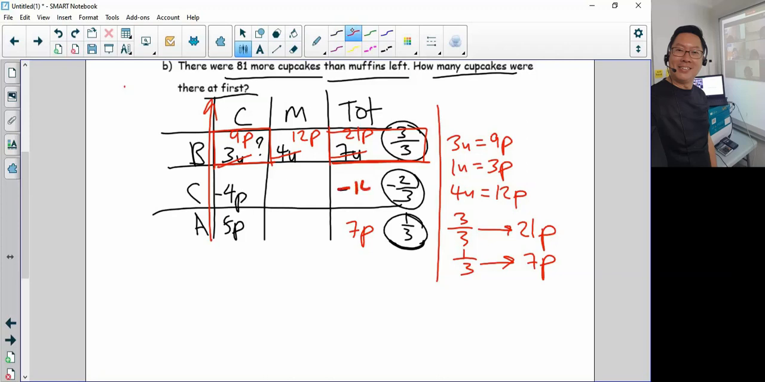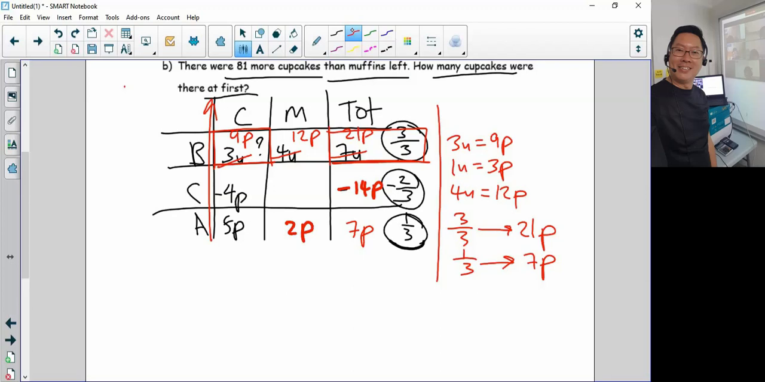I must have eaten 14 parts of cupcakes and muffins. Okay, and there are still some more empty boxes there. So can I fill in the empty boxes? How many muffins were there in the end? Oh, there must be 2 parts of muffins in the end, because the total 7 parts minus 5 parts, I get 2 parts of muffins in the end.